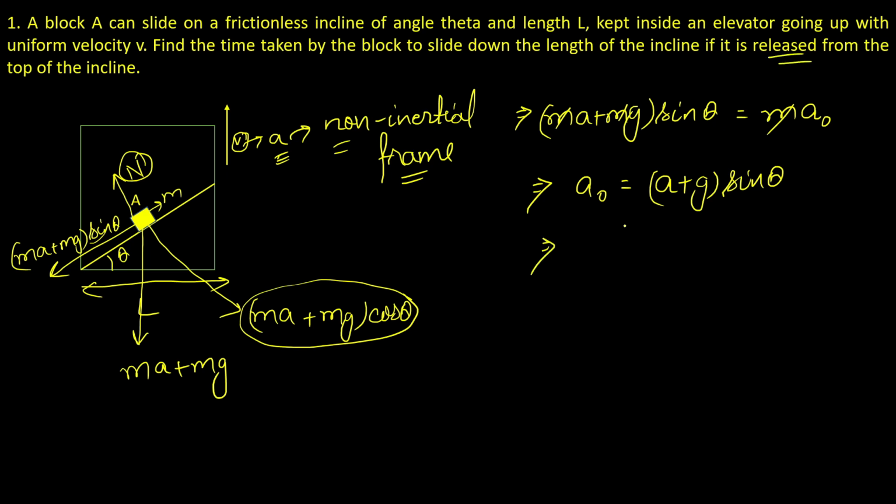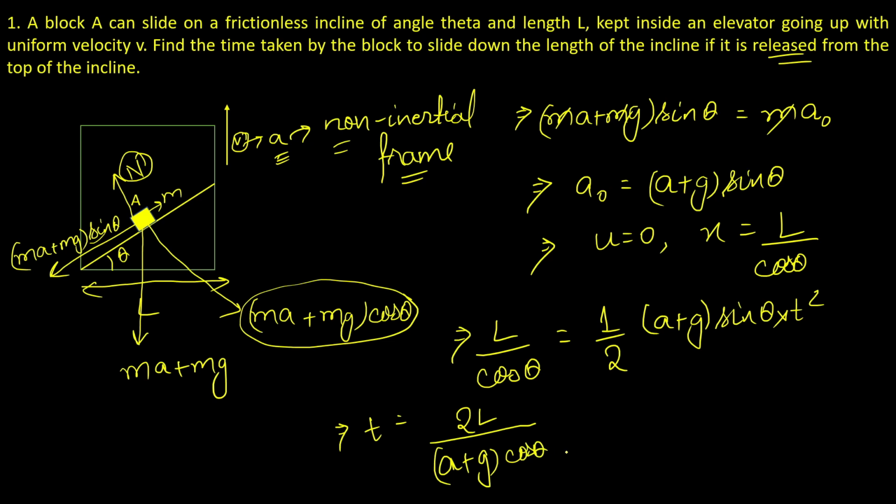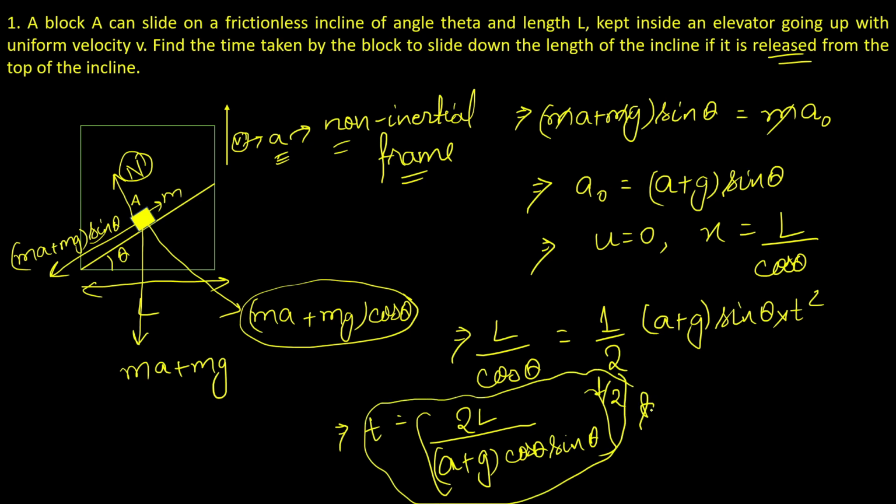Again this is released, so initial velocity is 0, and again the distance will be the same, x equal to L upon cos theta. Applying the second equation of motion again, x is equal to ut plus half a t square, u is 0, so x equals half (a plus g sine theta) t square. From here we have t equal to (2L upon (a plus g) cos theta sine theta) whole to the power half.